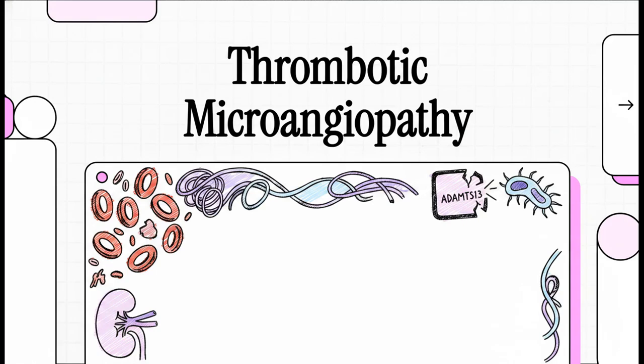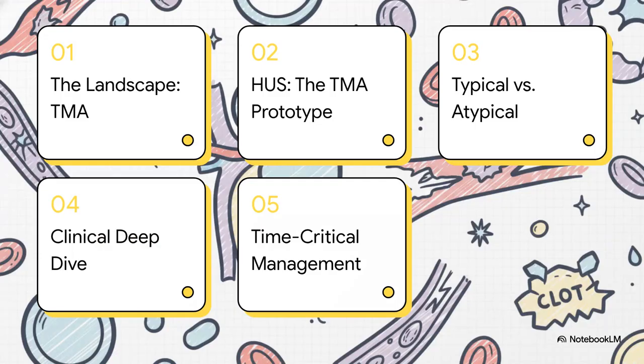Welcome. Today, we are conducting a rigorous examination of renal thrombotic microangiopathy, and we're going to focus specifically on the pathophysiology and clinical management of hemolytic uremic syndrome. Okay, here's our game plan. We're going to proceed through 5 sections, starting with the broad category of thrombotic microangiopathy, or TMA. Then we'll progressively narrow our focus down to the diagnosis and, of course, the treatment of its key subtypes.